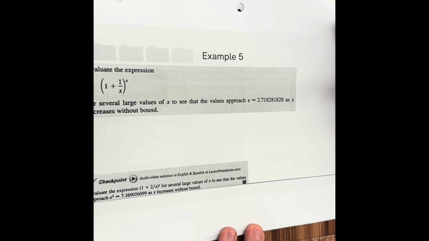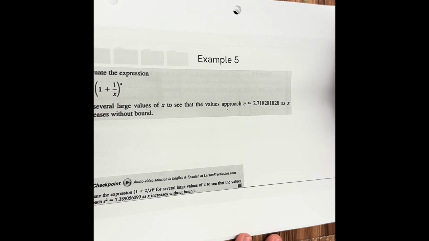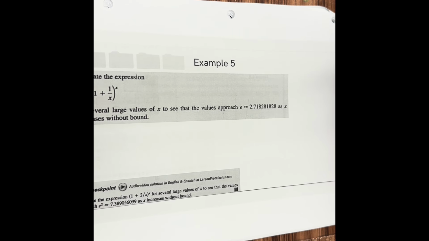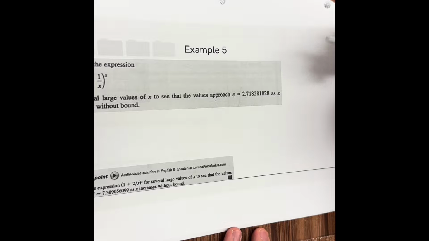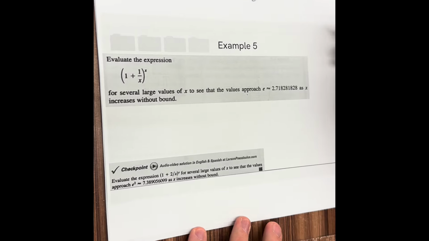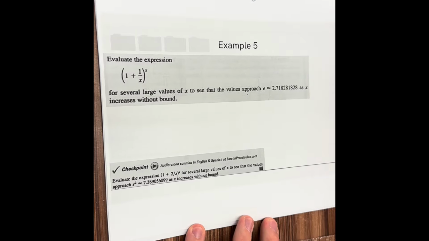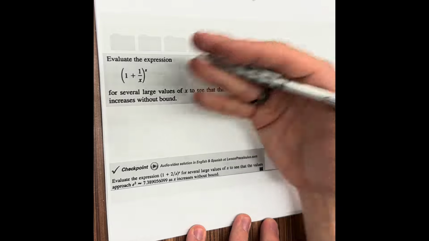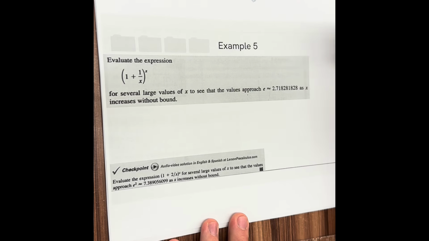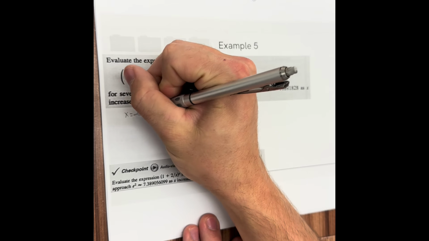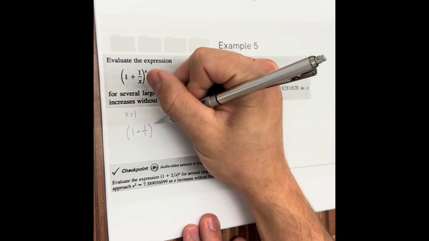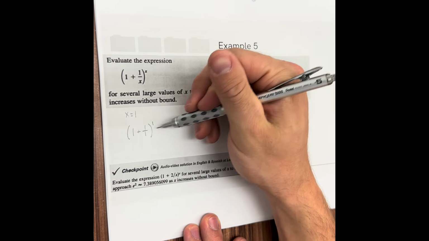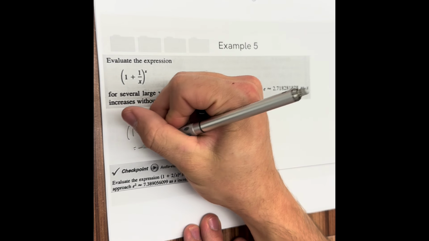So example 5, evaluate the expression 1 plus 1 over x to the power of x for several large values of x to see that the values approach e, where e is approximately 2.71828, as x increases without bound. So what we want to do for this one is plug in some values for x, and make them increasingly larger. So we'll just start with 1. When x equals 1, we have 1 plus 1 over 1 to the power of 1. I'll give you a hint. This is 1 plus 1, which is 2. 2 to the power of 1 is 2.